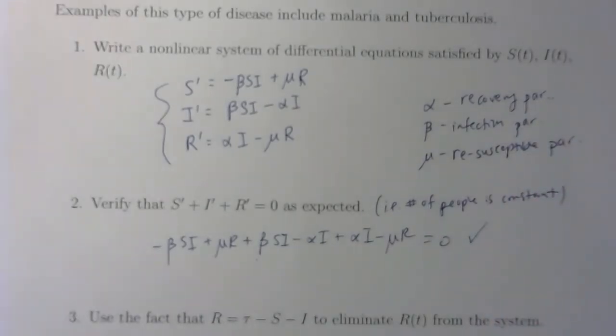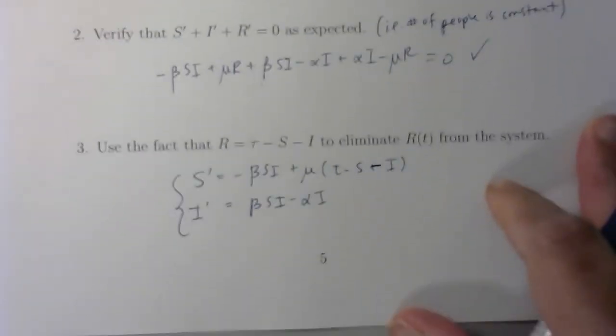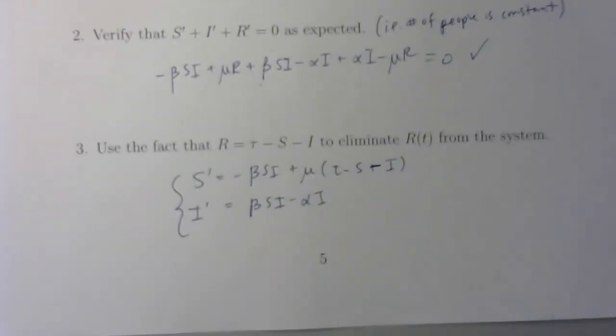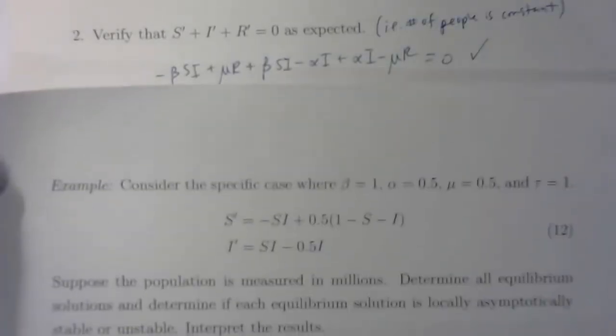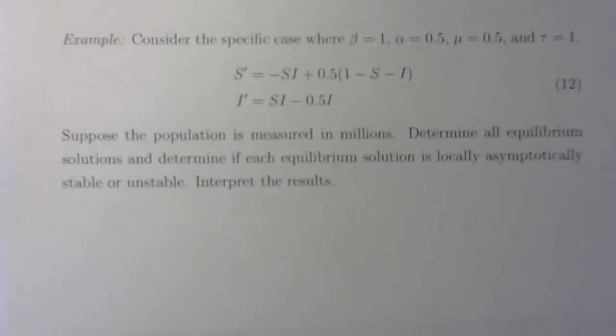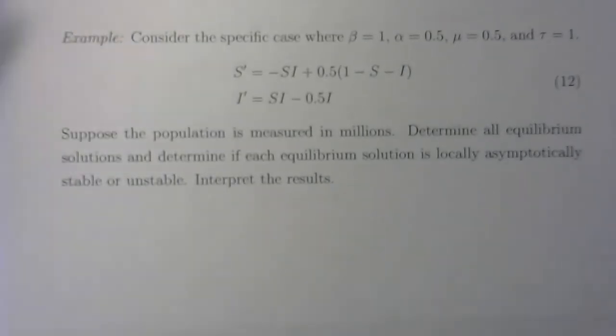Okay, just remember what those mean physically. Okay, excellent. So let's consider this 2D system with some real numbers here. We're on page 6 of the notes. The specific case is that beta is 1, alpha is 0.5, mu is 0.5, and tau is 1. And so the system looks like these two equations here, where the population is measured in the millions. So let's determine all equilibria and the stability properties of each.